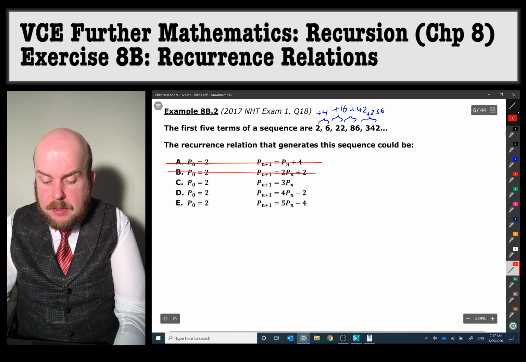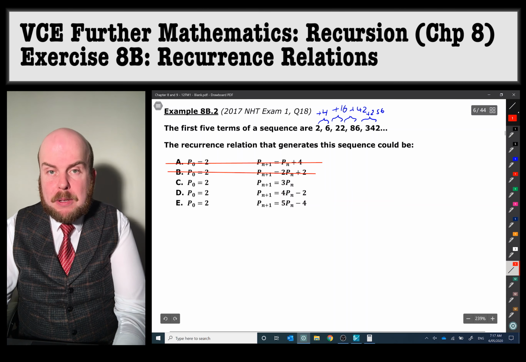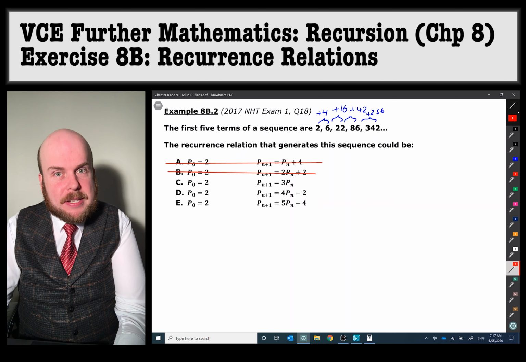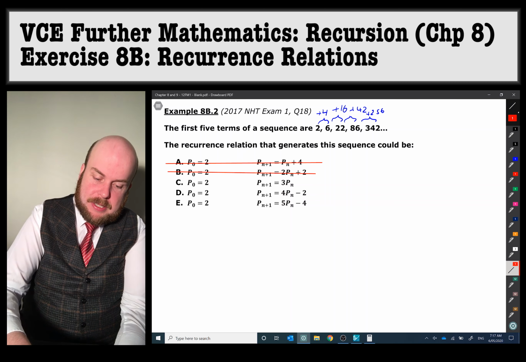C. Is the sequence found by just multiplying each term by 3? 2 times 3 is 6, tick. 6 times 3, though, is 18. I was about to say 24. No, that's 8 times 3. 6 times 3 is 18. So, no, it's not going to be C either.